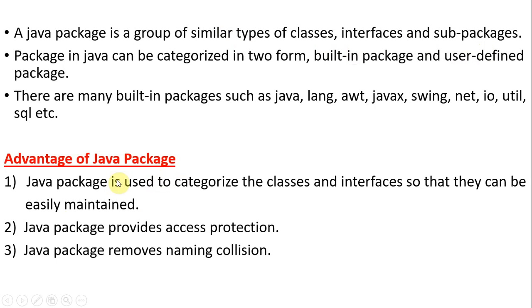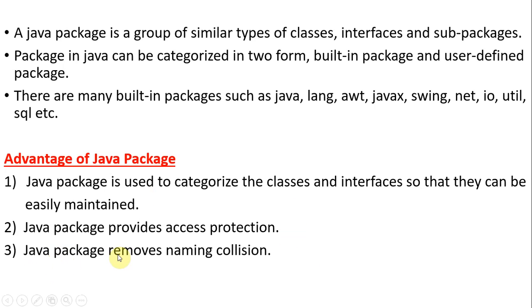Next, a Java package provides access protection. We already learned about access specifiers, right? A data member or method is present in a class, and there are many such classes. We keep those classes in packages. If you want to access the members of a class, we need access specifiers, right? Public means anyone can access, private means no one can access, like that. In the same way, if you place classes in packages, there is obviously access protection available.